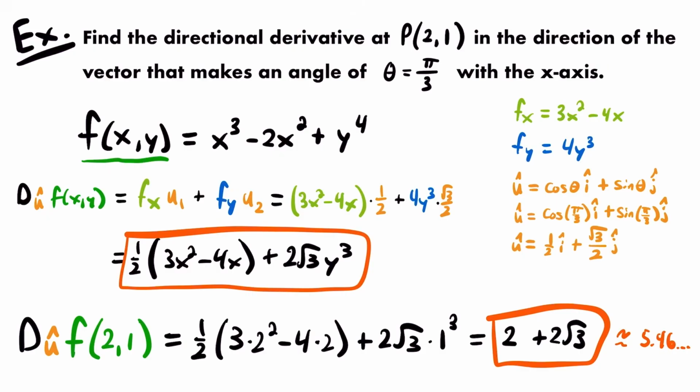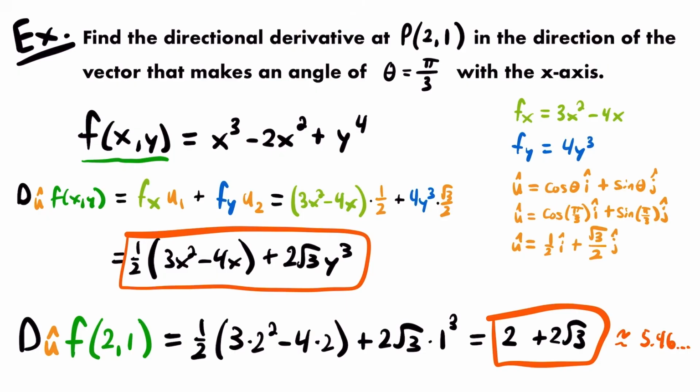Okay, but now we're done. That's how you find a directional derivative at a point on a surface, given a particular direction. In this case, we were given an angle that a vector makes with the x-axis, but sometimes when you want to find a directional derivative, you won't be given an angle, but rather just a vector.